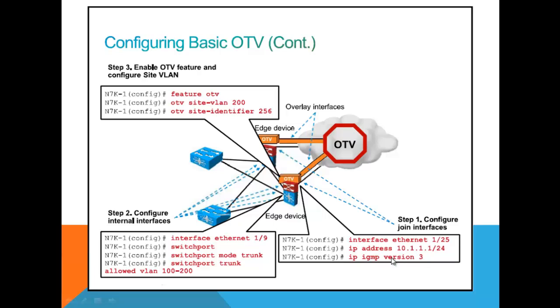Only this much. We must give an IP address. That is done. One small command you add. What is that? IP IGMP version 3. That's it. Now one step is over. The other 3 steps.